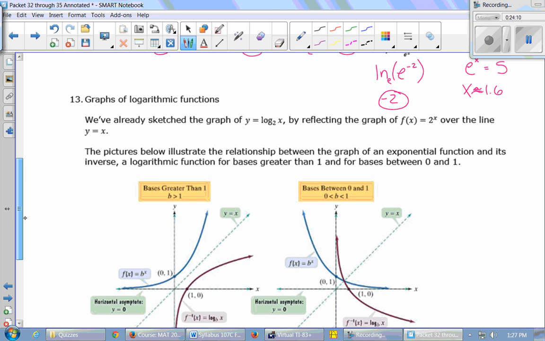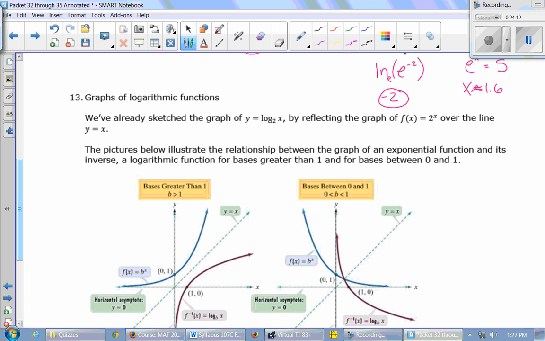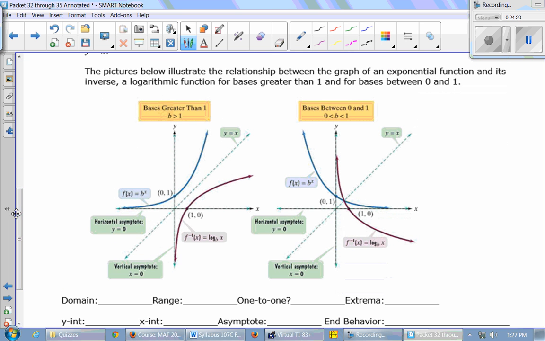Okay, so graphs of log functions. We already sketched the graph of log base 2 of x by reflecting the graph of 2 to the x over the line y equals x. These pictures illustrate the relationship between the graph of an exponential function and its inverse, a log function. So this one is for bases greater than 1 when you have exponential growth. Its inverse looks like a really slow growth. Call that a logarithmic growth. And if you have exponential decay, reflect over the line y equals x. This is a log that has a base between 0 and 1, which is not commonly used.